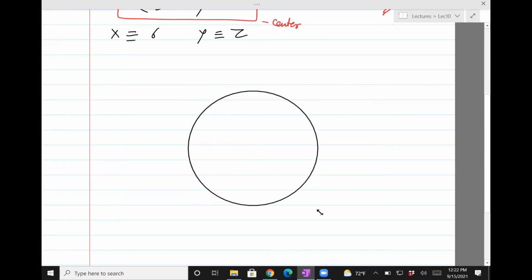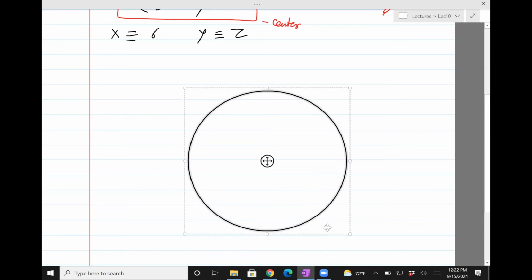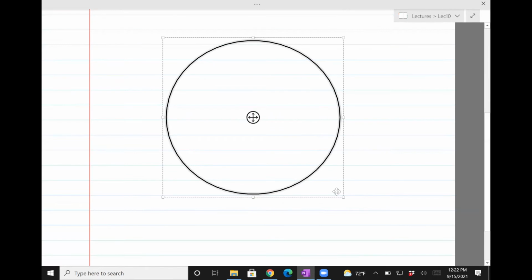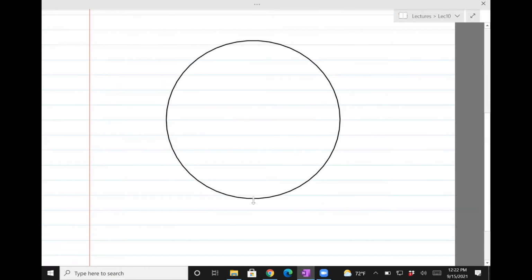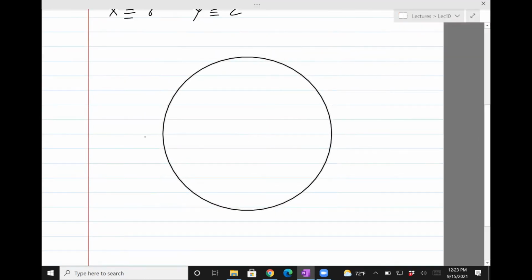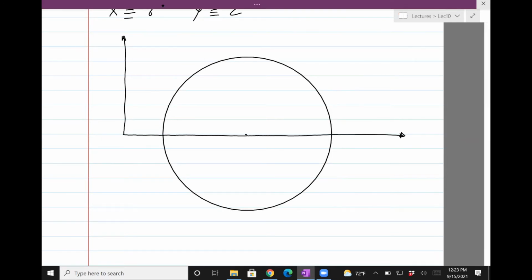Yeah, bigger is better. Yeah, I think its center is right there. So just draw the axis. Okay, so now we are all set to mark things up.